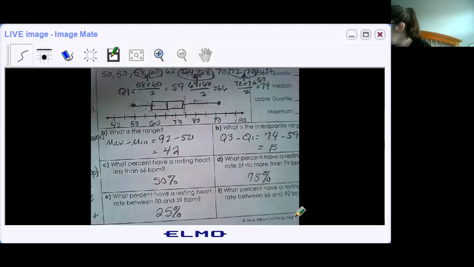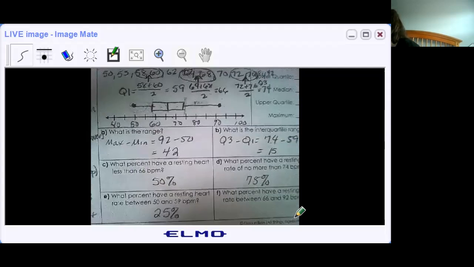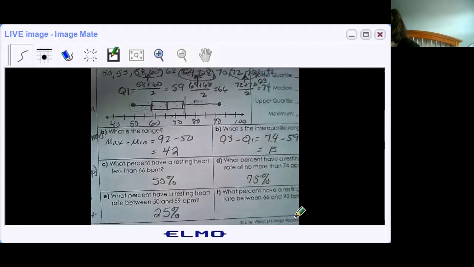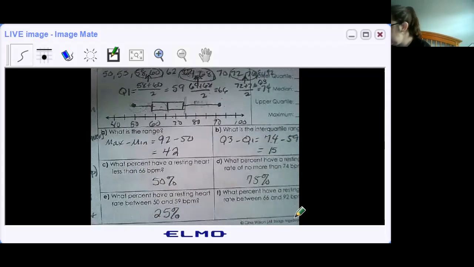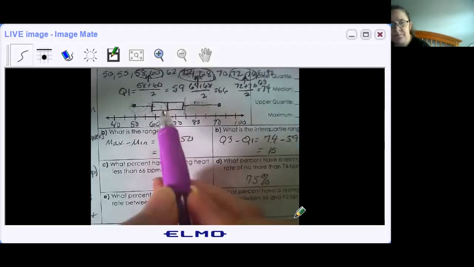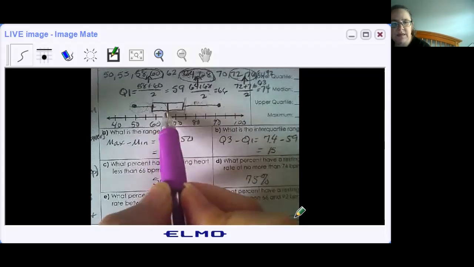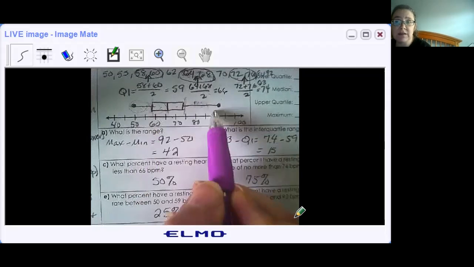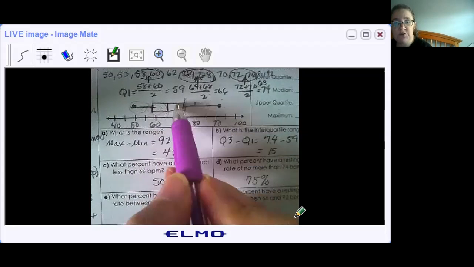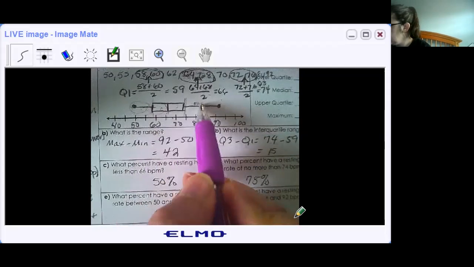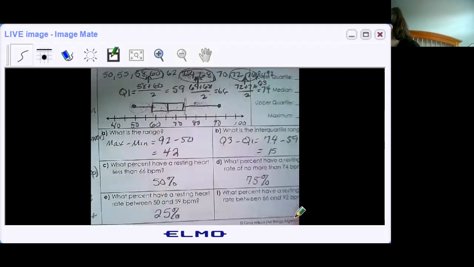Okay, so what percent have a resting heart rate between 66 and 92? All right, here's 66. Here's 92. How many sections did we cover? We covered 1, 2 sections. So that is 50%.